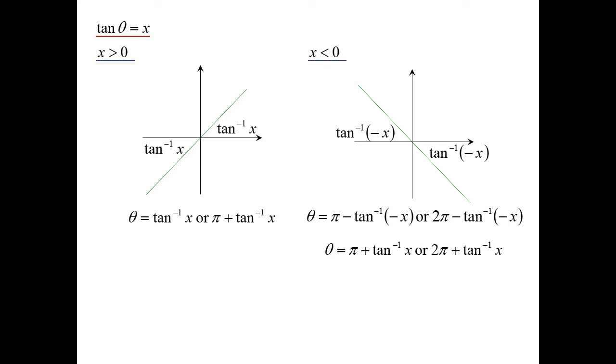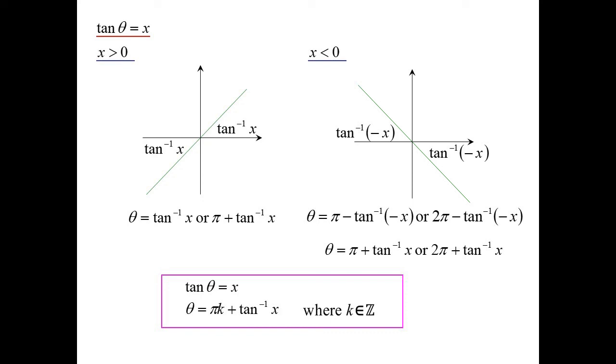Again, same answers, but look what happens with this one. Inverse tan of x, pi plus the inverse tan of x, 2 pi plus the inverse tan of x. Next one would be 3 pi plus the inverse tan of x, and so on and so on. So my general formula becomes simply multiples of pi plus the inverse tan of x. And again, k is an integer. So they are the three formal general solutions.